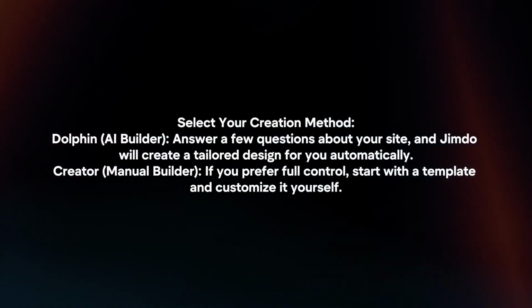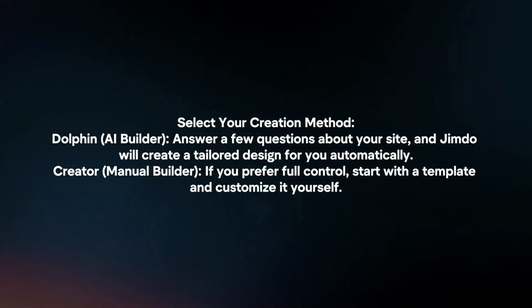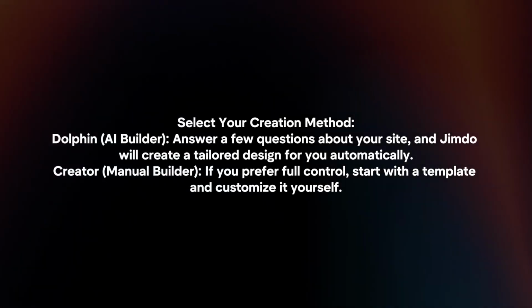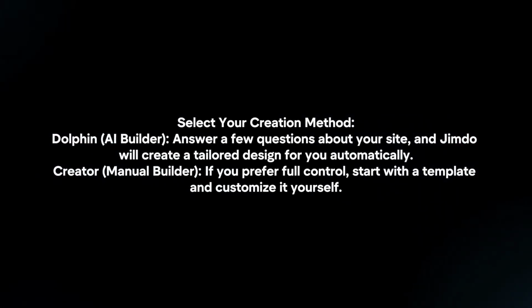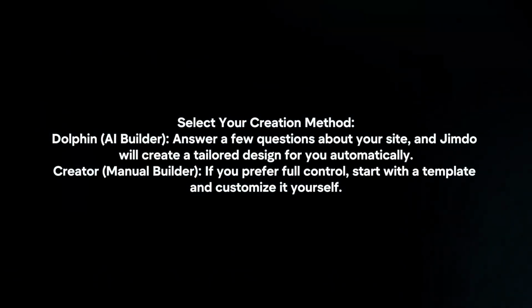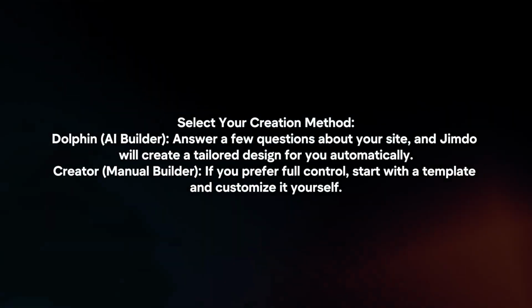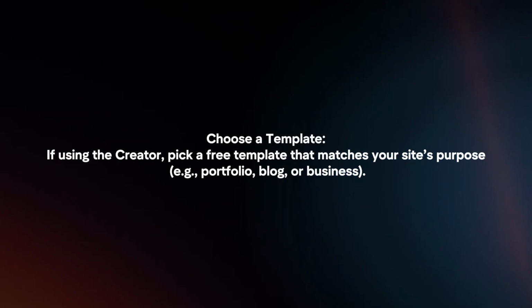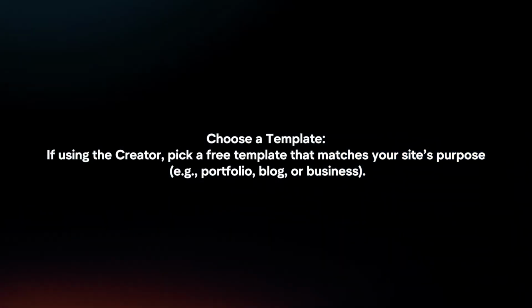Select your creation method. Dolphin. Answer a few questions about your site and Jimdo will create a tailored design for you automatically. Creator. If you prefer full control, start with a template and customize it yourself. Choose a template. If using the Creator, pick a free template that matches your site's purpose.